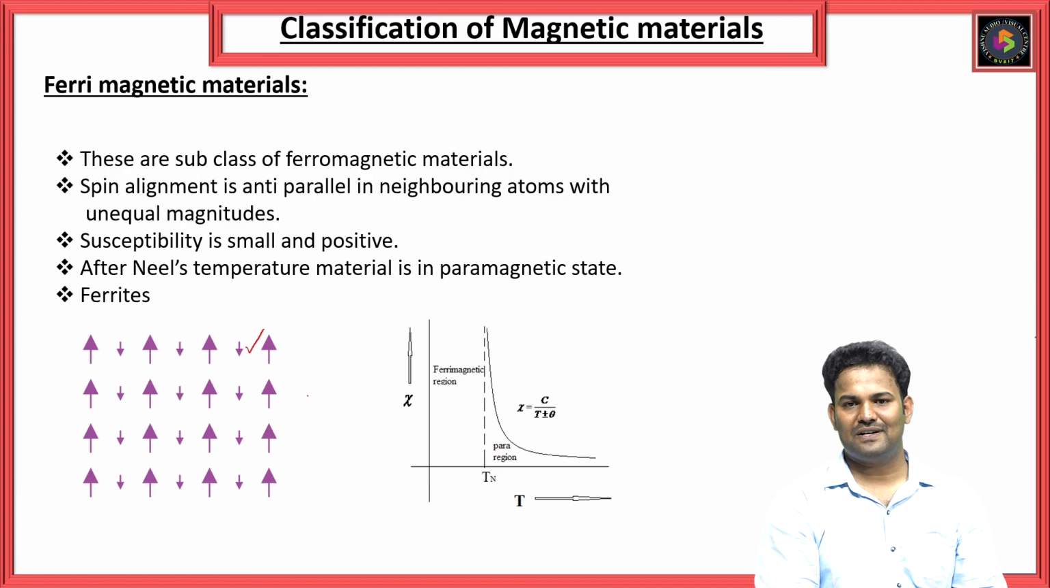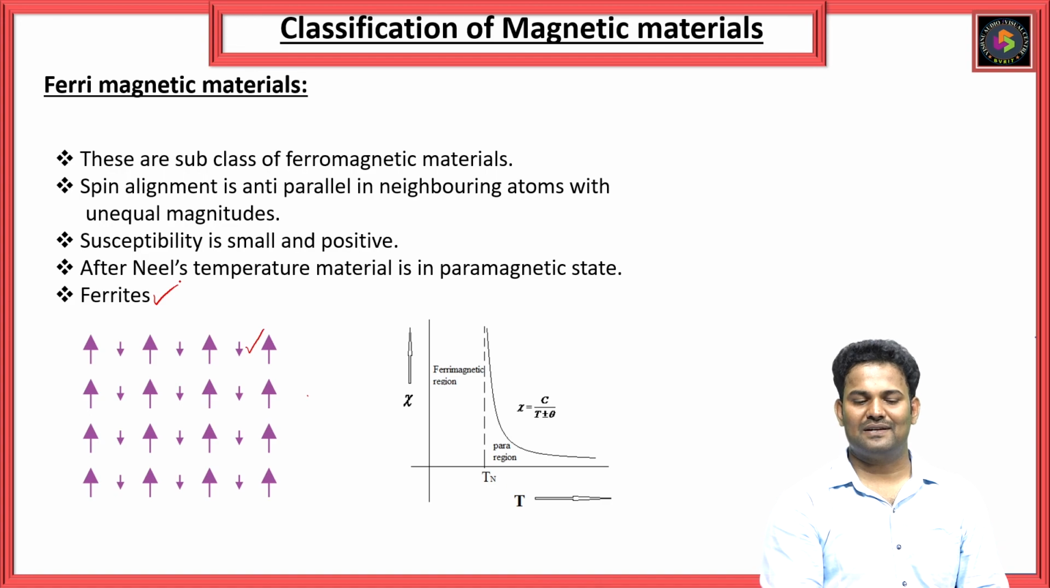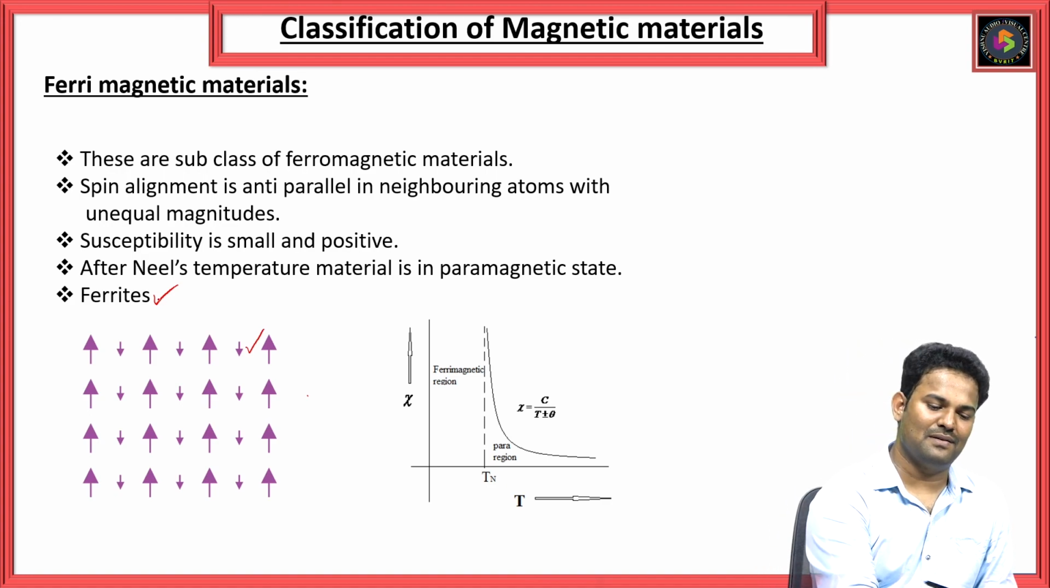Ferrites are classified as ferrimagnetic materials, which contain a metal oxide as well as iron oxide. The combination of metal oxide to iron oxide is in a 1:2 ratio. These are the most important magnetic materials for several applications.